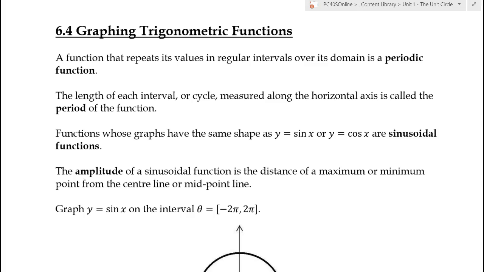Just to draw your attention to some key terminology, we call these trig functions periodic functions because they repeat themselves over a specific interval. So it repeats its values over an interval. The period of the function is the cycle along the horizontal axis in which it repeats, so how long the interval or cycle takes to repeat along the x-axis.